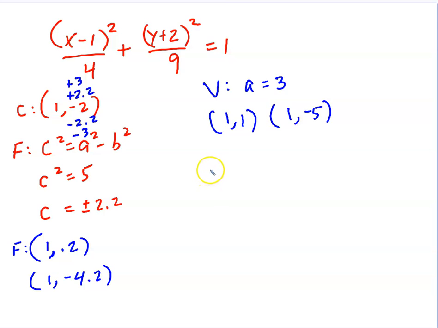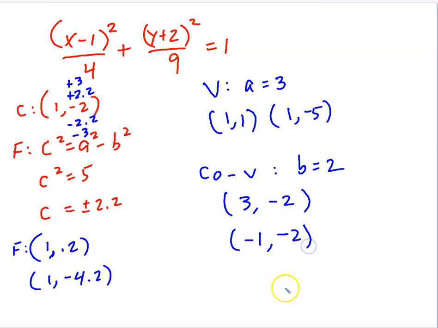And once again, for the co-vertices, we need those to sketch the graph. So b is going to be 2. And this time for the co-vertices, we'll go left and right 2 places. So if I go to the right, that's like adding 2 to 1. That gives me (3, negative 2). And going to the left, that's subtracting 2 from 1. It's (negative 1, negative 2).